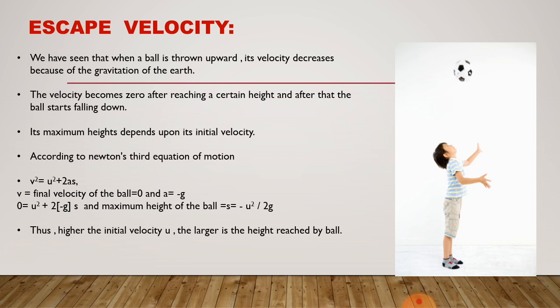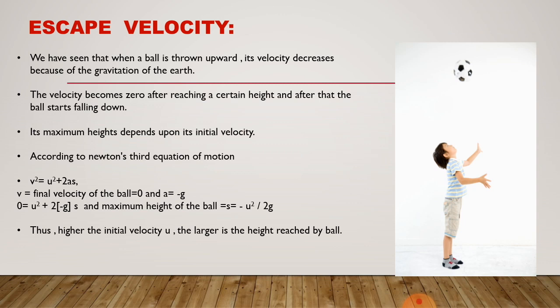Its maximum height depends upon its initial velocity, the velocity with which the object is thrown upward. According to the equation of motion, v square is equal to u square plus 2as. What is v? v is the final velocity of the ball, which is equal to 0. And a is equal to what? a is taken as minus g because the ball is thrown from the downward direction to the upward direction.